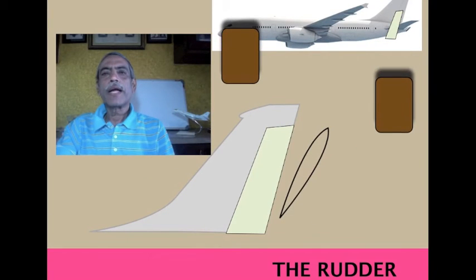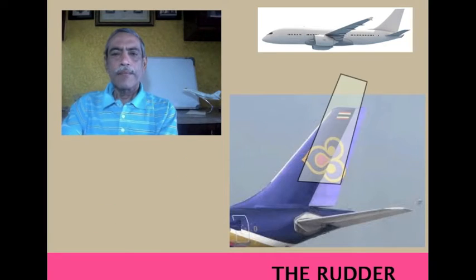Here I have tried to show the working of the rudder and the movement of the rudder in a graphical form for your better understanding. Here I put a picture of a rudder control of a Thai Airways jet for your understanding.